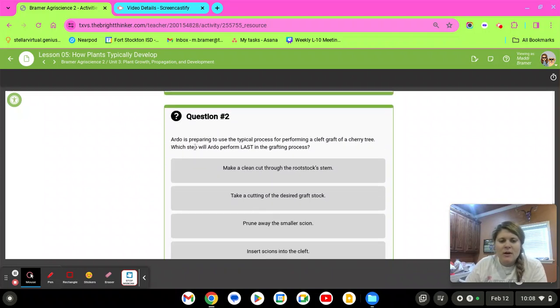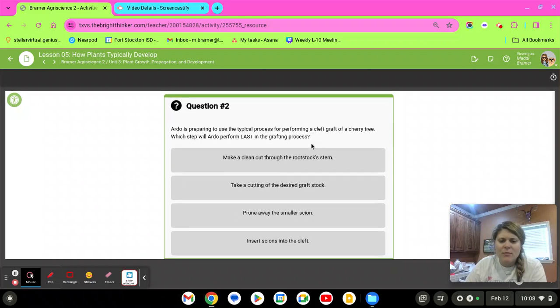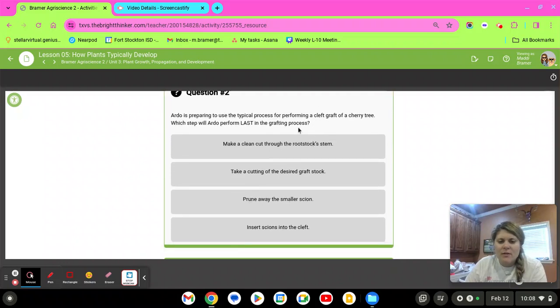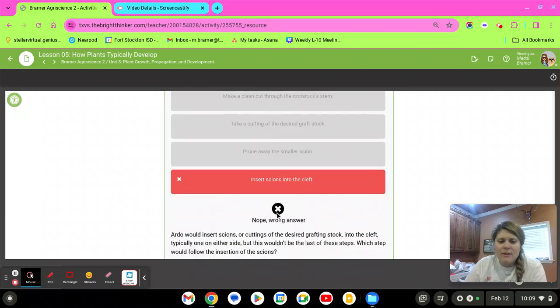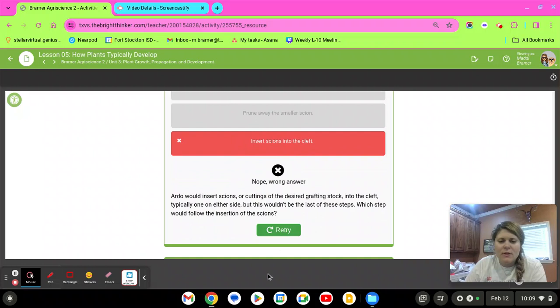Okay, question 2. Ardo is preparing to use the typical process for performing a cleft graft of a cherry tree. Which step will they perform last in the grafting process? Remember, we talked about grafting. Take a cutting of the desired graft stock. It's one of the first ones. Prune away the smaller scion. Make a clean cut. Insert it through the cleft.